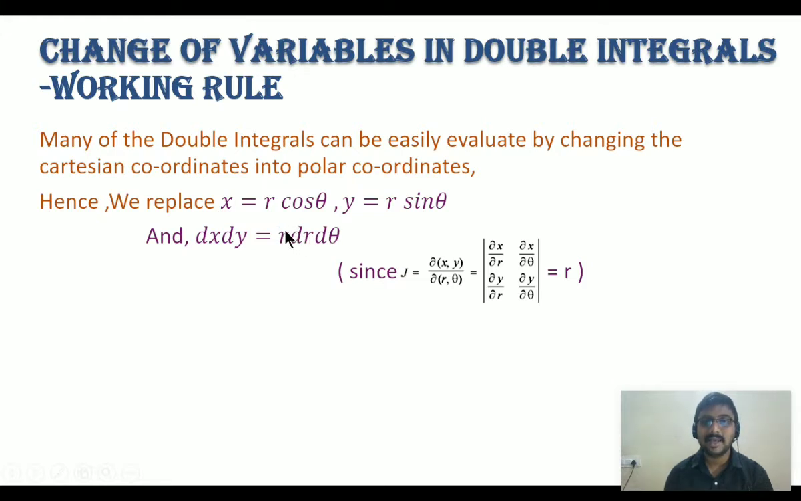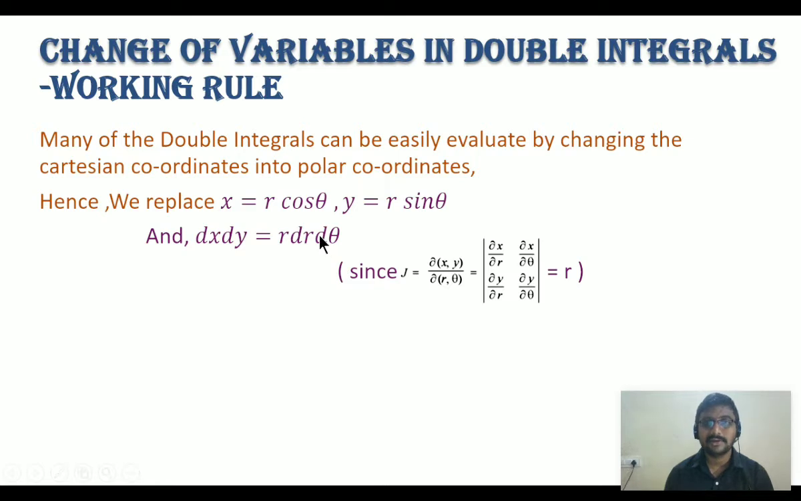Here r is known as the Jacobian, which is obtained from J = ∂(x,y)/∂(r,θ), the determinant with entries ∂x/∂r, ∂x/∂θ, ∂y/∂r, ∂y/∂θ. Computing this determinant, we will get the result as r. So it is the value of the Jacobian. Here we have to use the Jacobian, that is r, small r, so that we will have dx dy = r dr dθ.